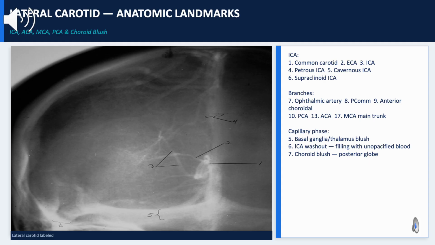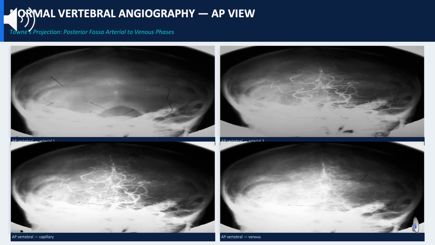The choroid blush (7), in the capillary phase, is the posterior globe choroidal circulation. It appears as a crescent-shaped opacity in the posterior orbit on the lateral view and is a reliable marker of ophthalmic artery patency. The normal vertebral angiography AP series in Townes projection covers 4 phases.